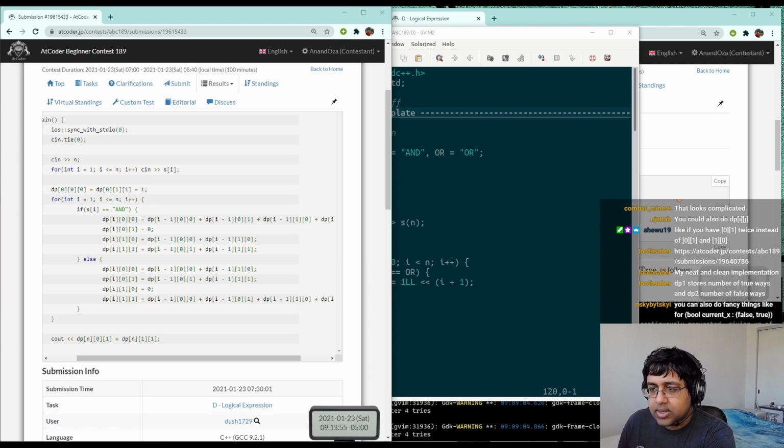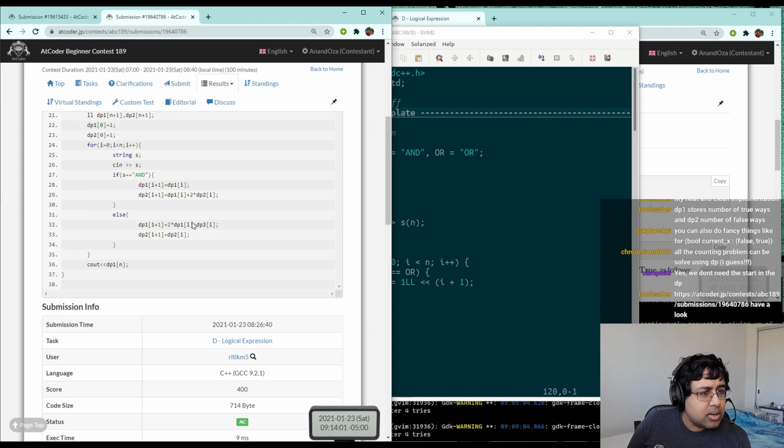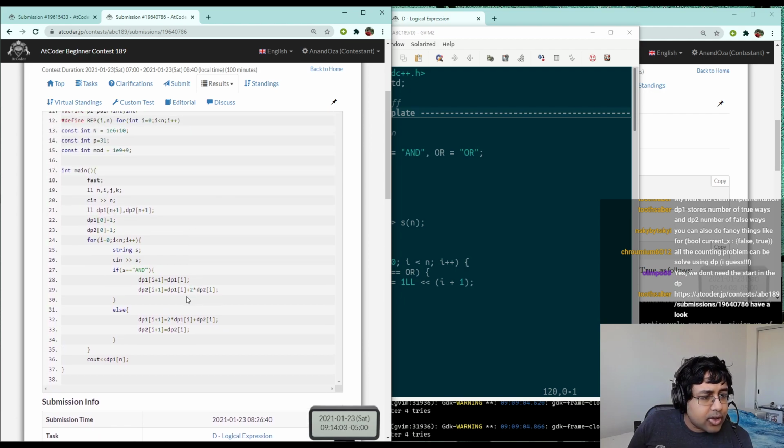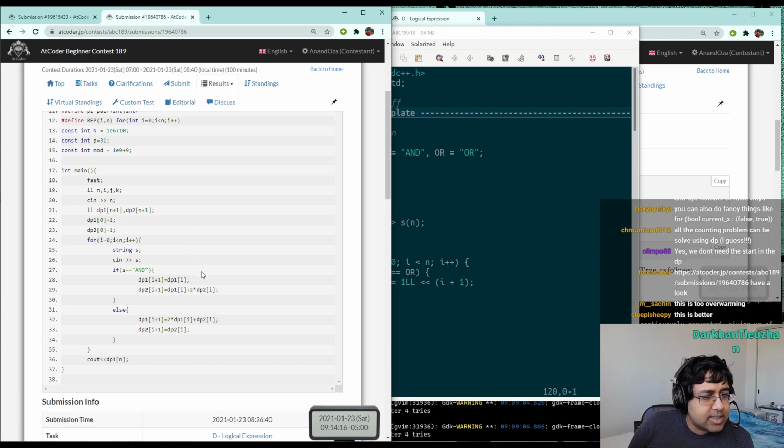Oh, I'm going to look at one more submission as well, because someone else linked a submission. Okay, cool. So here somebody counted... this is a slightly simpler DP state. It's the number of ways to have true versus false. And then the thing to note here is that dp1 plus dp2 is just 2 to the n.